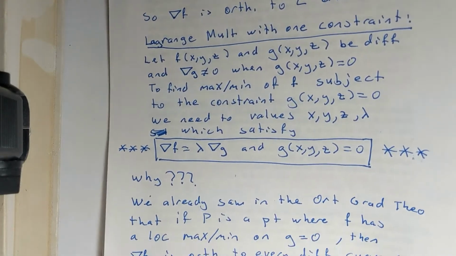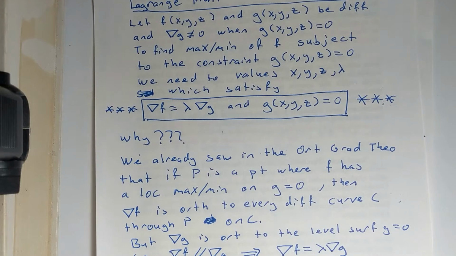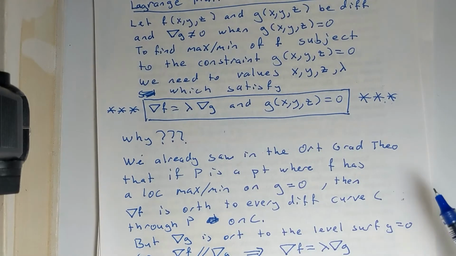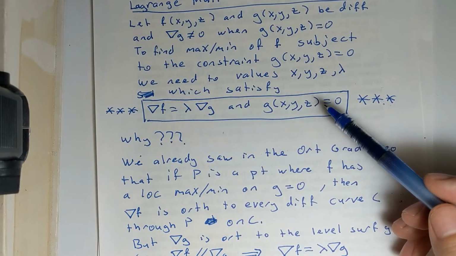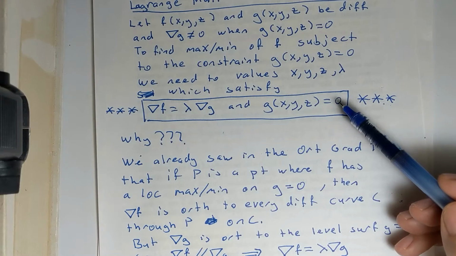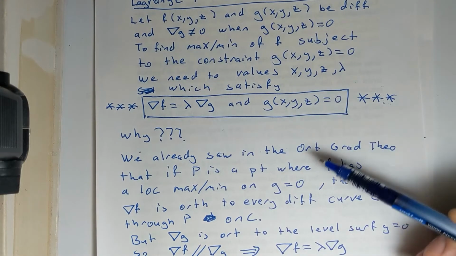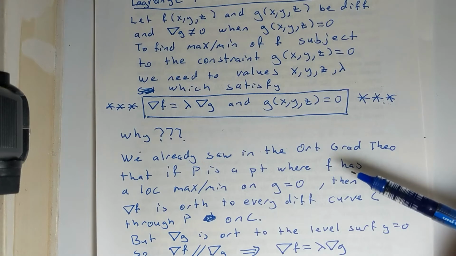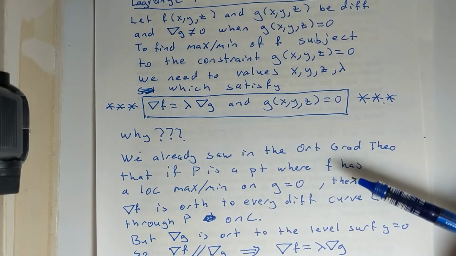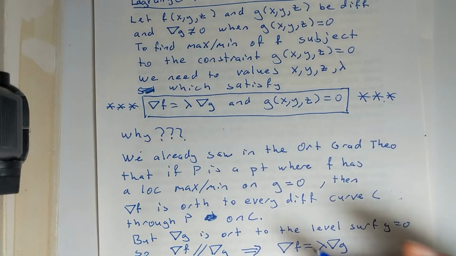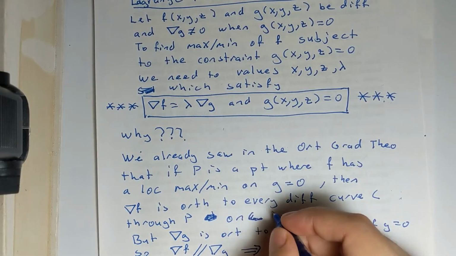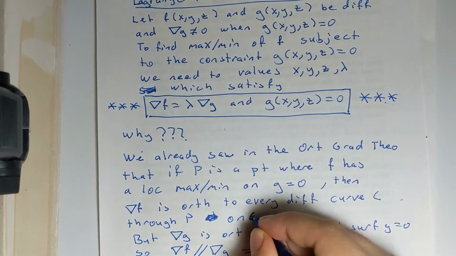Now we're going to say why this formula does find the extrema points of f on g equals 0. Because we already saw in the orthogonal gradient theorem that wherever this point P is on the surface g(x,y,z) equals 0, the gradient of f is going to be orthogonal to every single differentiable curve through P on the surface, on g equals 0.